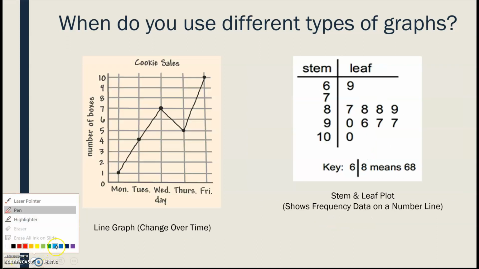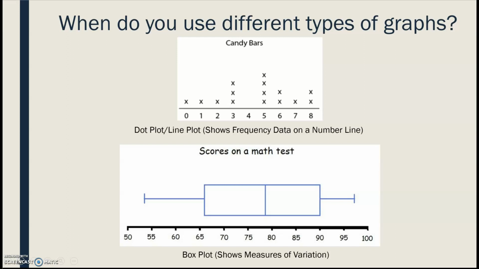And then now we have two different ones. So these are our dot plot, which in Edgenuity they call a line plot. Dot plots show the frequency data on a number line. So it shows you how many times people ate 0 candy bars, how many times they ate 3 candy bars. Well, 3 people ate 3 candy bars, okay? So a dot plot, also called a line plot, shows the frequency.